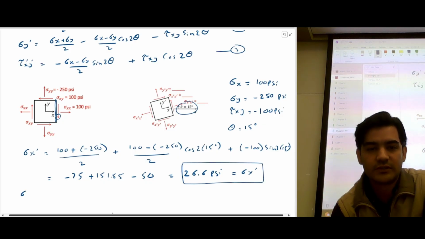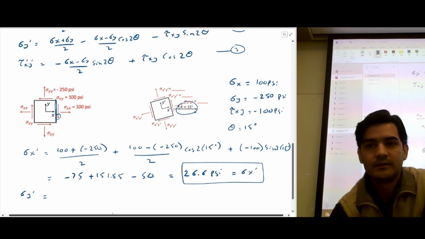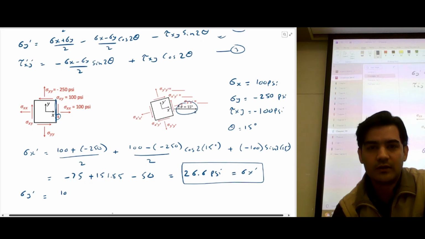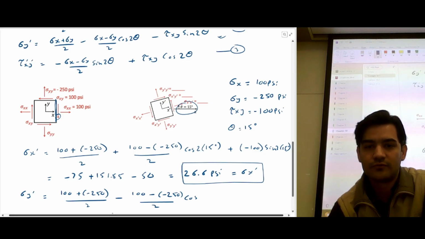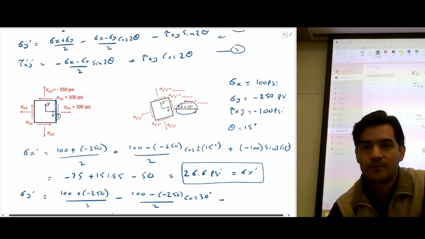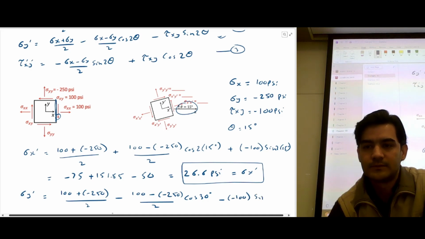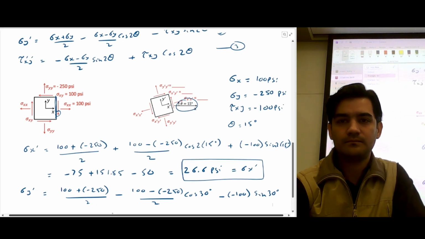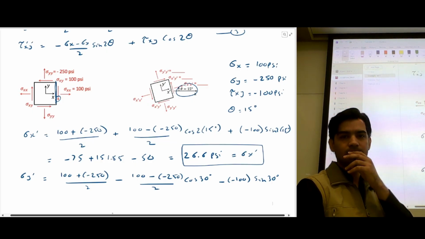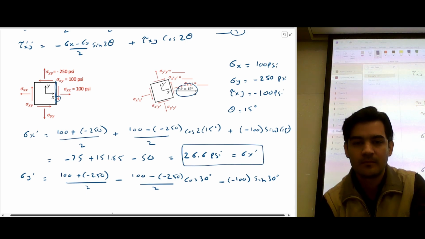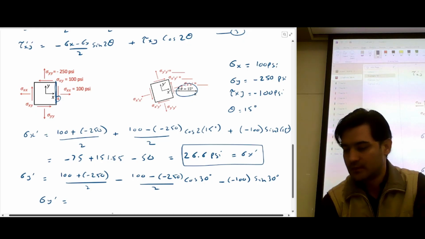We can also calculate stress y prime, which is going to be this equation. It is going to be 100 plus negative 250 divided by 2, and 100 minus negative 250 divided by 2, times cos of 30 degrees, minus 100 times sine of 30 degrees. And you can solve this.